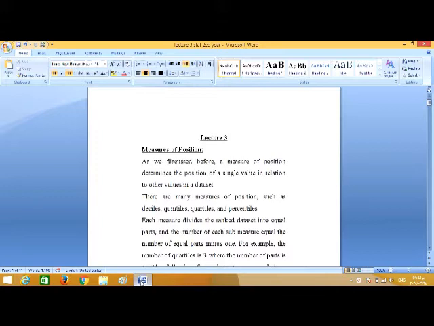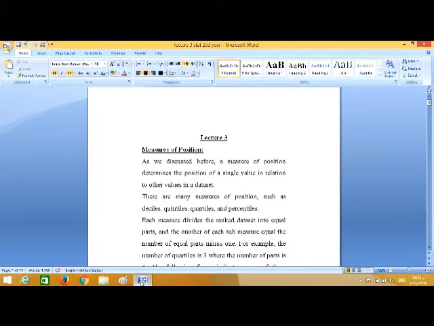As we said before, measures of position is a part of measures of central tendency, but these measures deal with the position, not the location of the measure. Okay, so a measure of position determines the position of a single value in relation to other values in the data set.